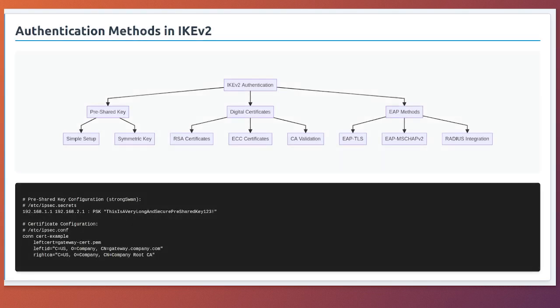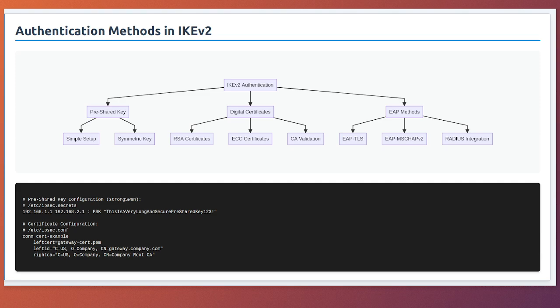Authentication methods in IKEv2. Authentication is where we verify that we are talking to the right peer. IKEv2 supports several authentication methods, each with its own use cases and trade-offs. Let me walk you through each option and when to use them.